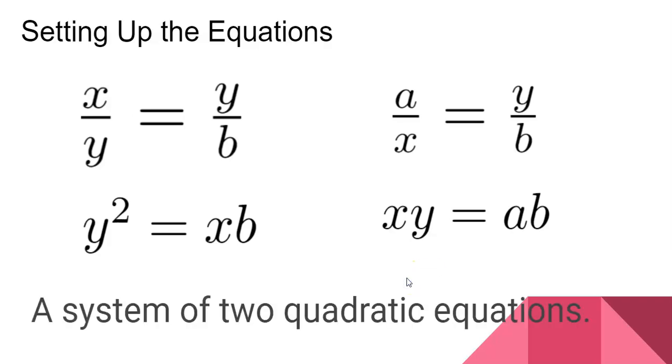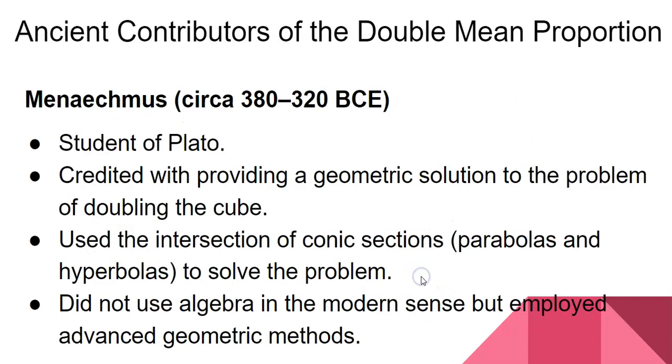So you might be wondering how the ancient Greeks solved the double mean proportion. Here are some of the historical accounts given by ChatGPT. Please validate these accounts by reviewing related literature. Such thorough research is out of scope in this video lesson. So please pause the video for these historical notes.